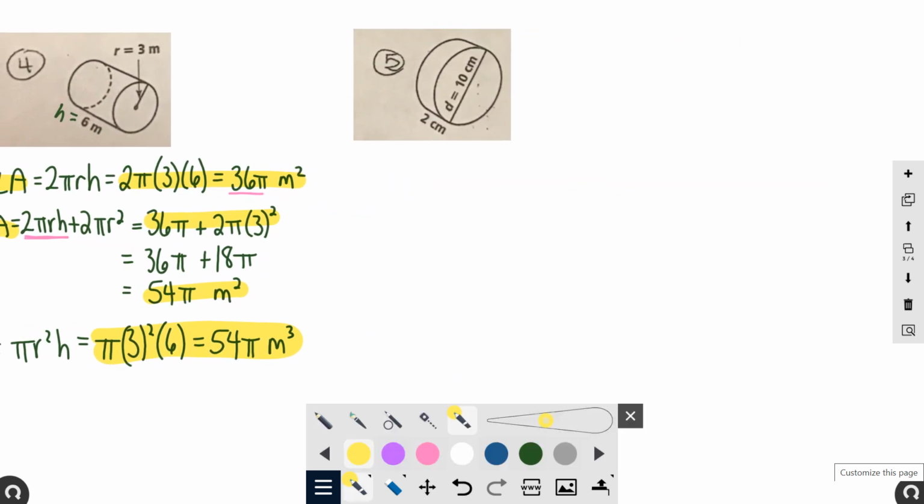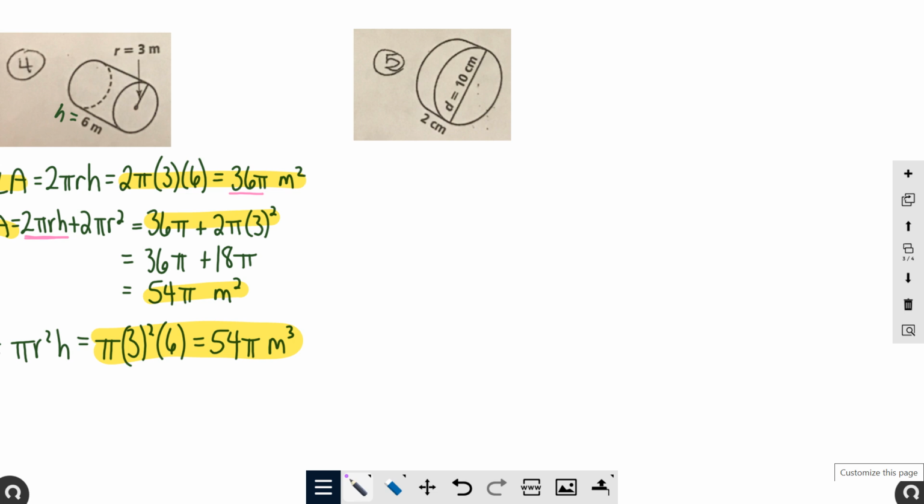All right, let's do our last problem. Now, our last problem doesn't give us the radius. It gives us the diameter, so what's the radius? Good. So R equals 5, and H would equal 2. So LA is perimeter times height, or circumference times height. Take your finger around the jar, circumference equals 2 pi r. And then times it by height. So in your calculator, you're just typing in 2 times 5 times 2, which is 20. Don't forget to put on pi and then units. Good.